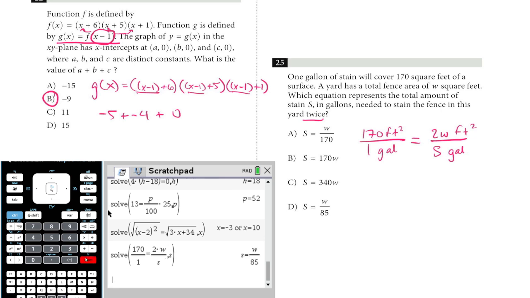So we get W over 85. The answer is D. So this question, as long as we can set up the ratio or the rates and set them equal, it just turns into us using the calculator to solve for our letter.